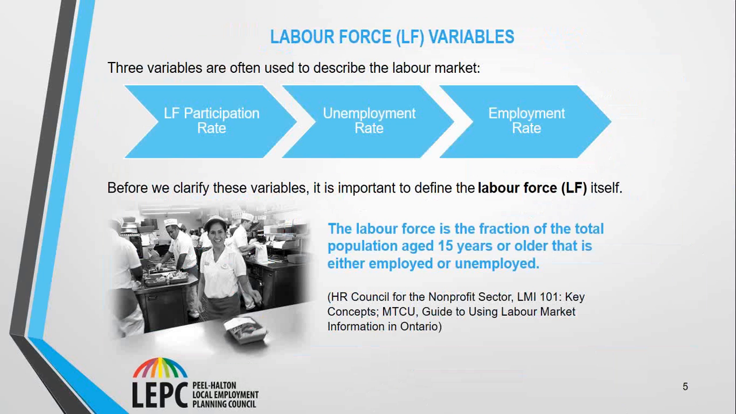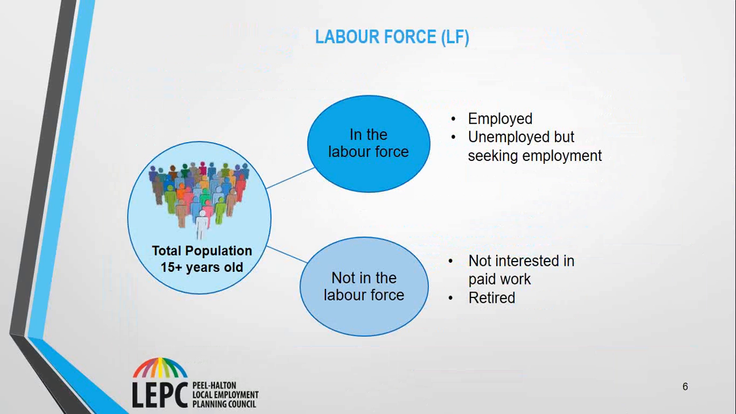These are the 3 main variables of labor market: labor force participation rate, unemployment rate, and employment rate. First, let's see what the labor force is. The labor force is the fraction of the total population aged 15 years and older that is either employed or unemployed but seeking employment. To make it more clear, let's look at this diagram. Total population aged 15 years and older are divided to two main categories: in the labor force and not in the labor force. In the labor force population are people who are employed or unemployed but seeking employment. So basically they are in the labor market, they are working or looking for work. Not in the labor force are people who are not interested in paid work or retired, so they are not in the labor market.